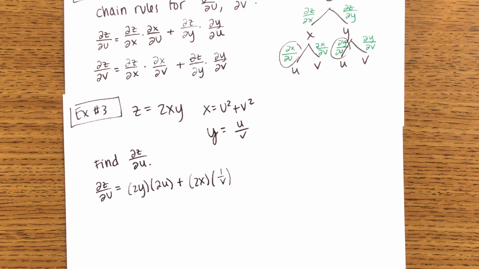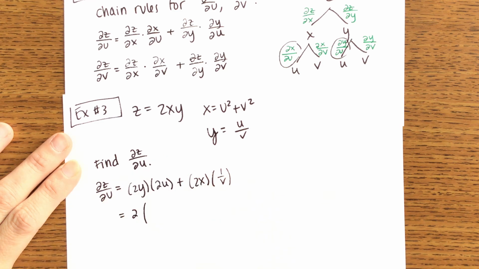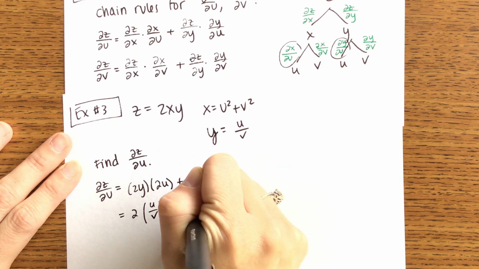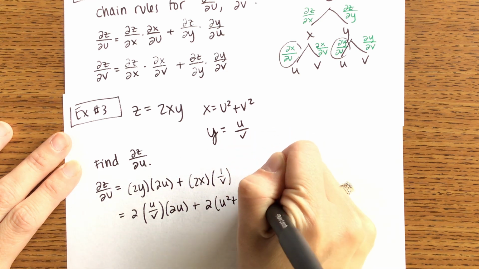Y and x we cannot have in there, so we're going to have to substitute those. Is it okay if v is there? Yeah, because if you take a partial with respect to x, isn't y there sometimes? Yeah, so the v is okay. It's the y and the x that are not okay. Okay, so here we get 2. Y is u over v. That's 2u plus 2. X is u squared plus v squared. That's 1 over v.